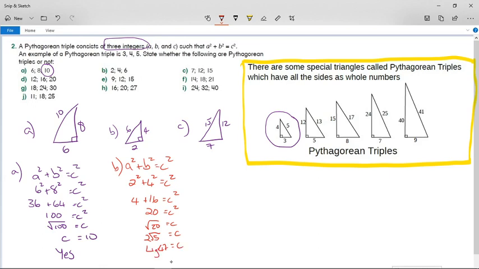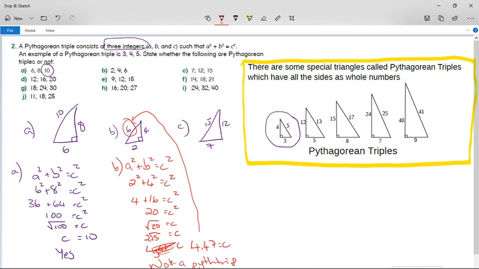Now, what did the question tell you c was? They told you c was 6. So is the 4,47 that we calculated equal to the 6 that they told us? No, it's not. So this is not a Pythagorean triple. You can just say no.